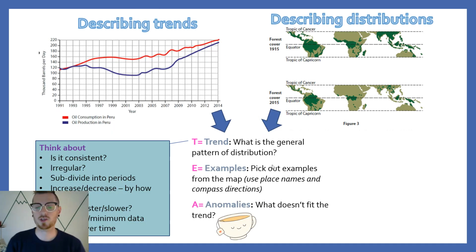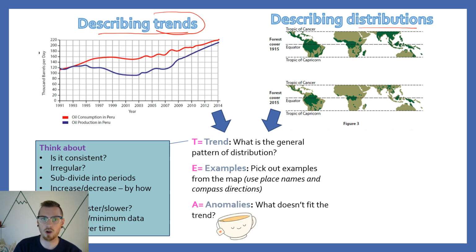Okay, other types of questions you might get. You may get these 2 different types of describing questions. Describe trends and describe distributions. I want you to handle them in a similar way with a similar structure. Just a reminder that when we think about trends, we're looking for patterns and we're looking for rates. That's how to think of trends, describing rates, describing patterns.